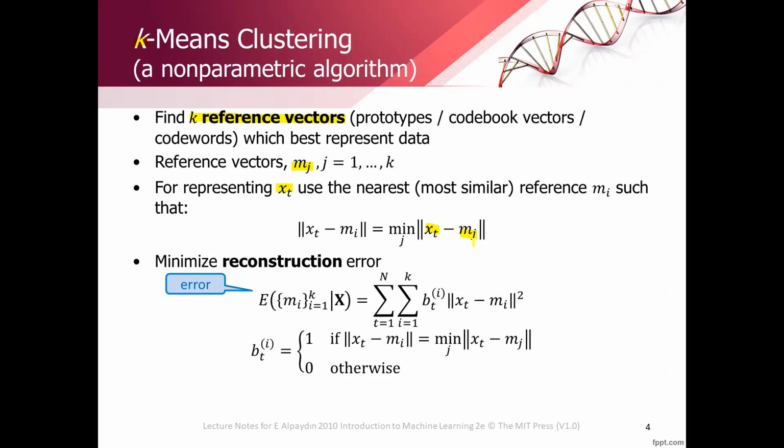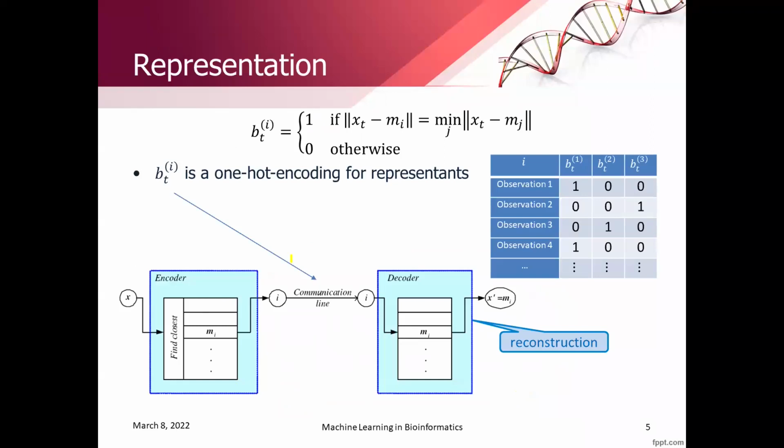So if the distance is minimal, then we say that this reference vector for which we obtain the minimum, denoted here as mi, is the representative. And the goal for k-means clustering can be expressed as the minimization of reconstruction error. Here is some formula. I will return to the formula, but let me show you the next slide.